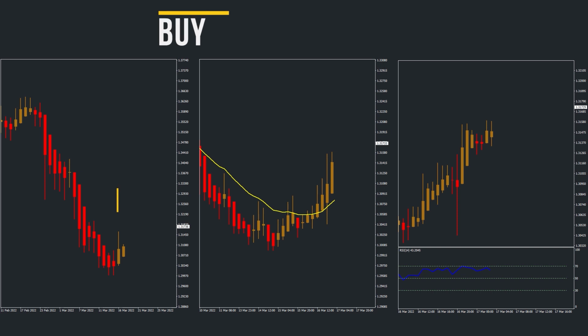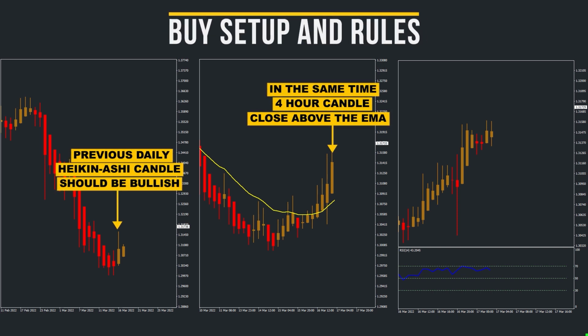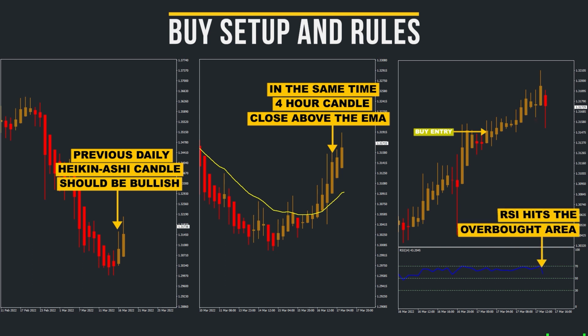For a buy order, the previous daily Heikin Ashi candle should be bullish. At the same time, the 4-hour candle should be above or crossing the 14-period EMA. If these two conditions are showing in the charts, you can find a long position in the 1-hour time frame using the previous strategy. RSI line is crossing above and Heikin Ashi candle is changing from bearish to bullish. Exit the trade when RSI hits the overbought area or the Heikin Ashi candle changes from bullish to bearish.